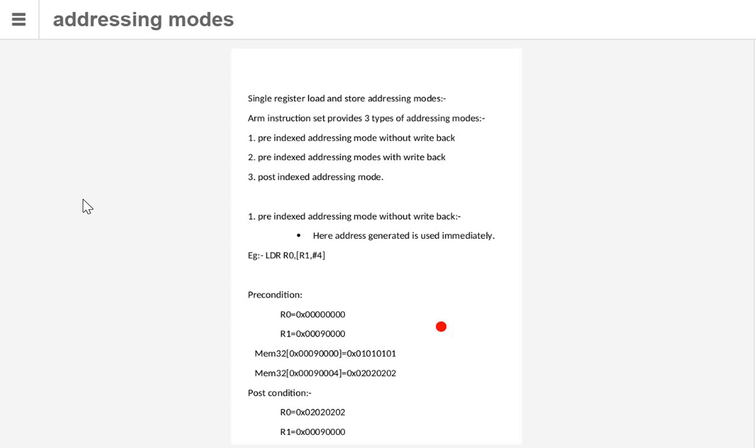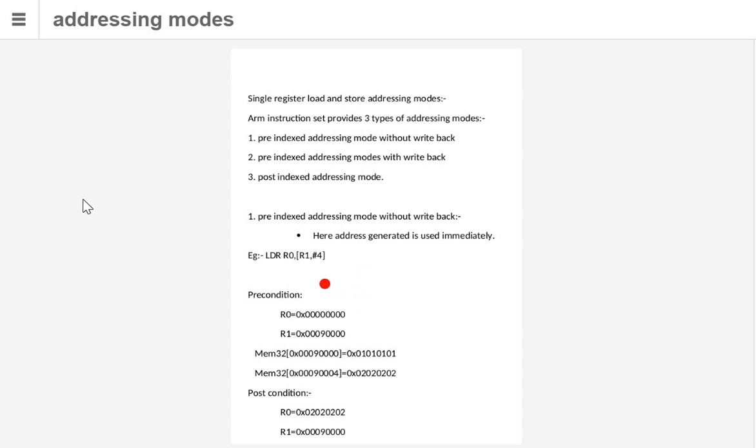Addressing modes mean the various ways I can write an LDR instruction or STR instruction for my application purpose. Here in ARM, we have 3 categories of addressing modes. First one is pre-indexed addressing mode without write back. Second one is pre-indexed addressing with write back, and third one is post-indexed addressing mode. You can see here pre-indexed addressing mode without write back. I have taken an example: LDR R0, [R1, #4].